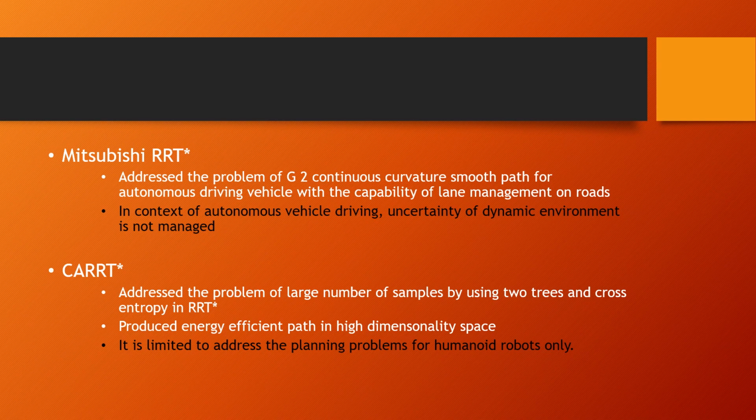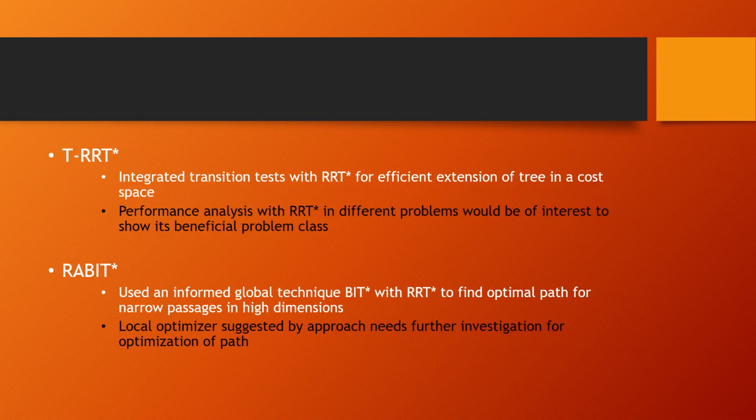CA-RRT star, cost-aware RRT star, is for energy-efficient optimal path planning in a high-dimensional space, but is limited to only humanoid robots as its shortcoming. The idea behind it is that the first tree is extended as a standard RRT star to determine the nearest node to new random sample points. Also, cross-entropy path planning and a cost function based on mechanical work were introduced to measure the energy consumption for humanoids.